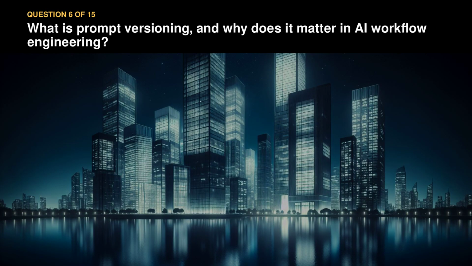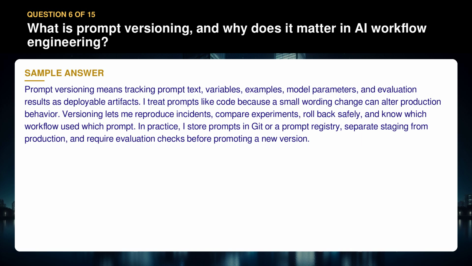Question 6. What is prompt versioning, and why does it matter in AI workflow engineering? Prompt versioning means tracking prompt text, variables, examples, model parameters, and evaluation results as deployable artifacts. I treat prompts like code because a small wording change can alter production behavior. Versioning lets me reproduce incidents, compare experiments, roll back safely, and know which workflow used which prompt.